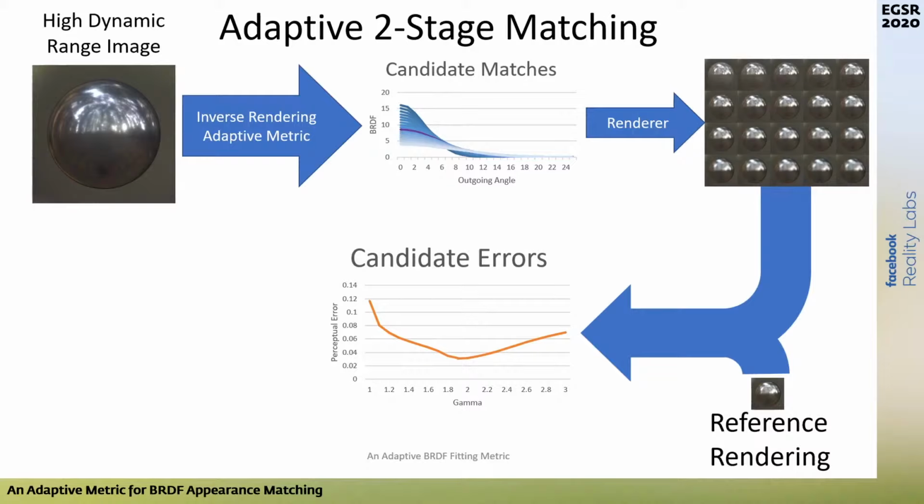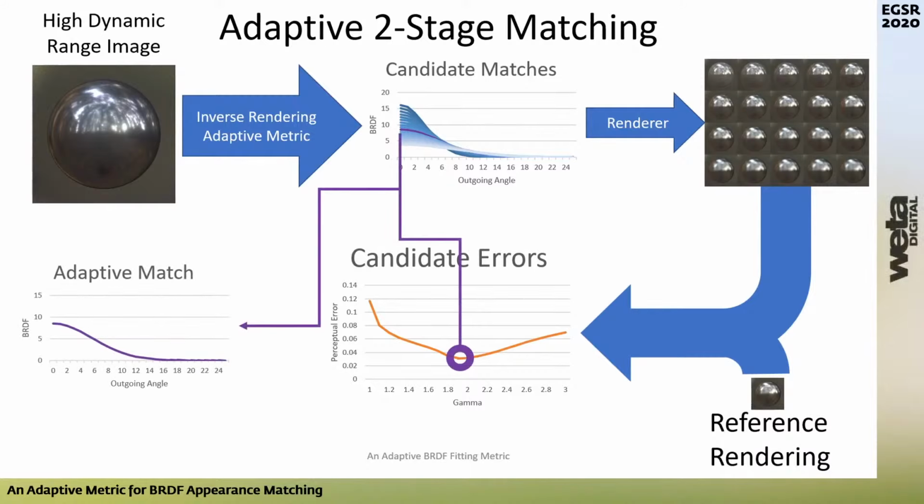This gives us perceptual errors for each potential match. We find the candidate match with the lowest perceptual error, and that gives us our final BRDF parameters. We call our method adaptive because, as opposed to using a fixed cost function to optimize the BRDF parameters the same way for any material, we use the free parameter in our metric to adapt it to the material being matched. Let's look at some more results.